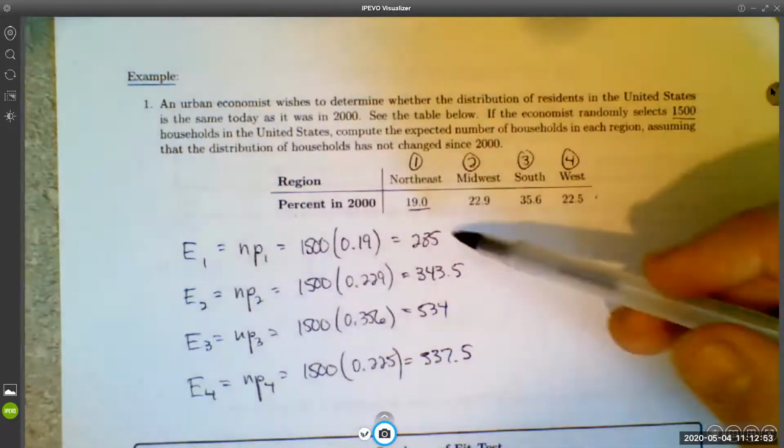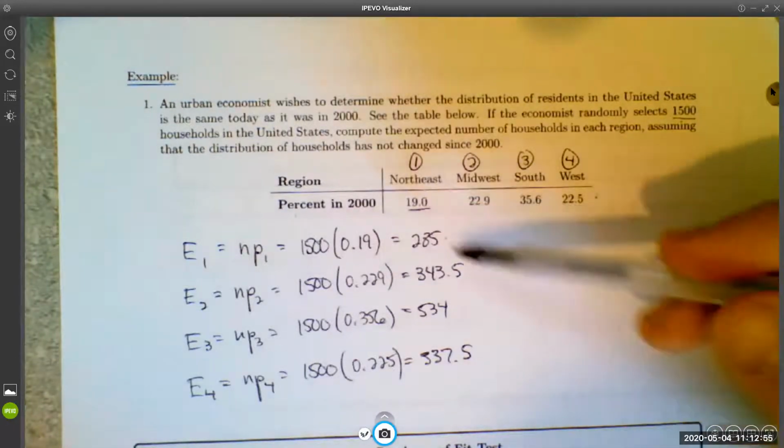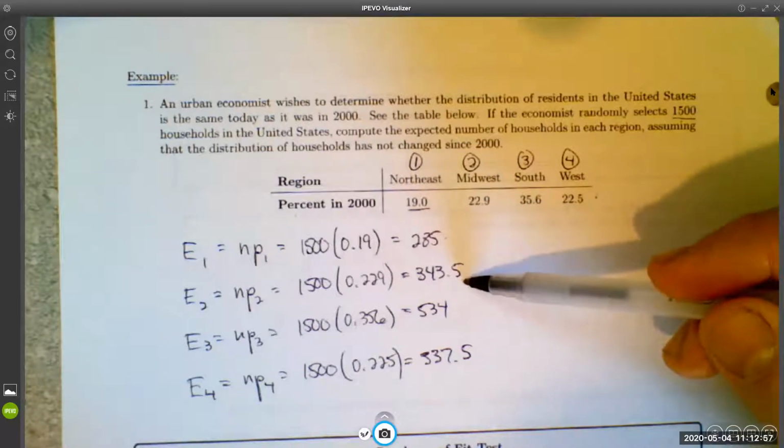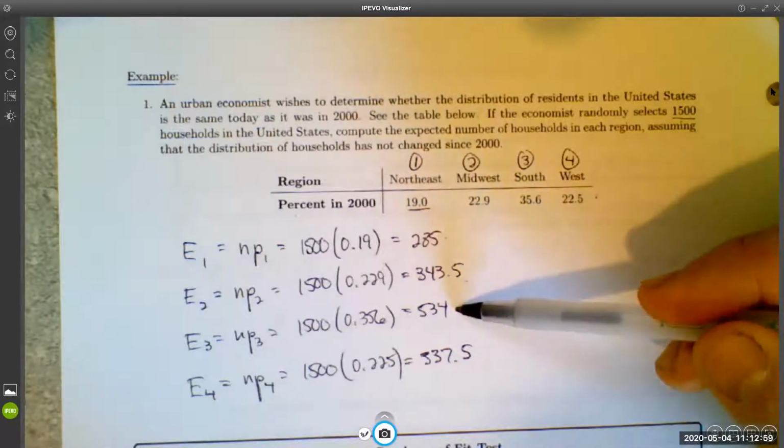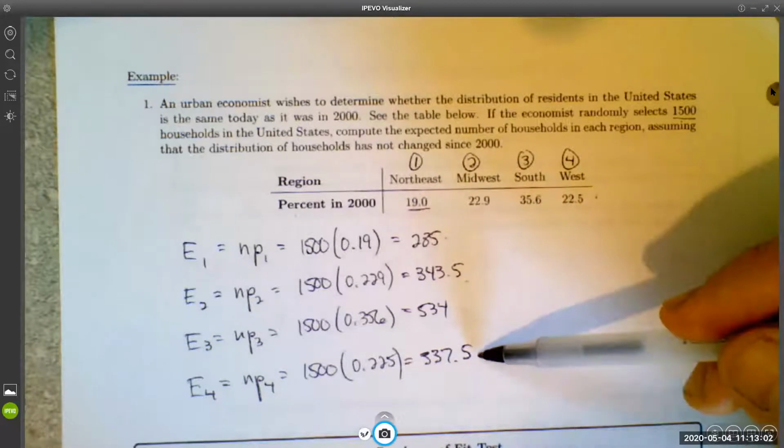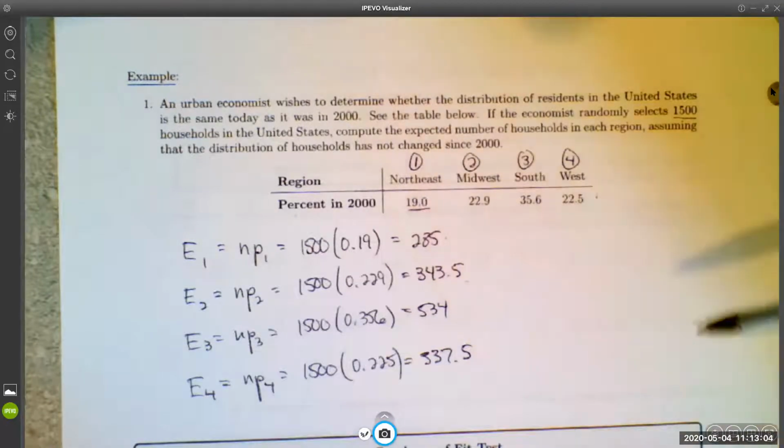Okay, so in other words, if we were to go out and collect a sample of 1,500 people, we would expect 285 of them to live in the Northeast, 343.5 of them to live in the Midwest, 534 of them to live in the South, and 337.5 of them to live in the West. So that's the idea there.